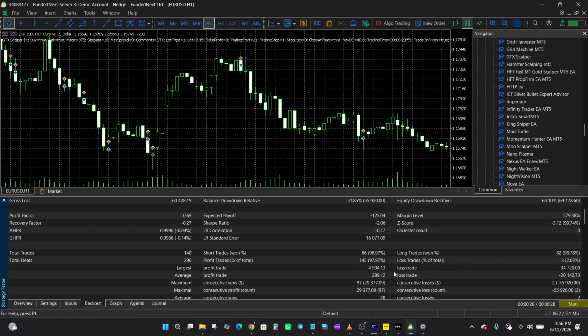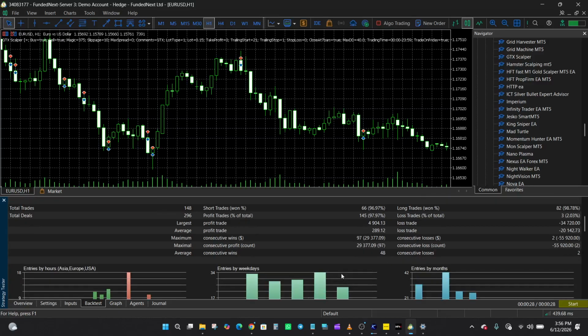We can also see that the largest profit was 4,904.13, largest loss 34,720, average profit 289.12, average loss 20,142.73. So here again, we are having an average risk to reward ratio that is bad. This tells me that this EA doesn't seem to prioritize risk to reward ratio, but the win rate is pretty high though.